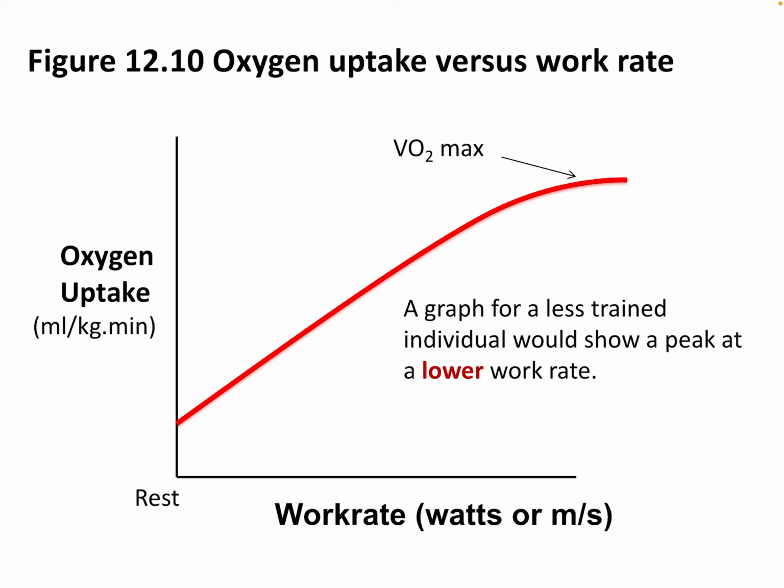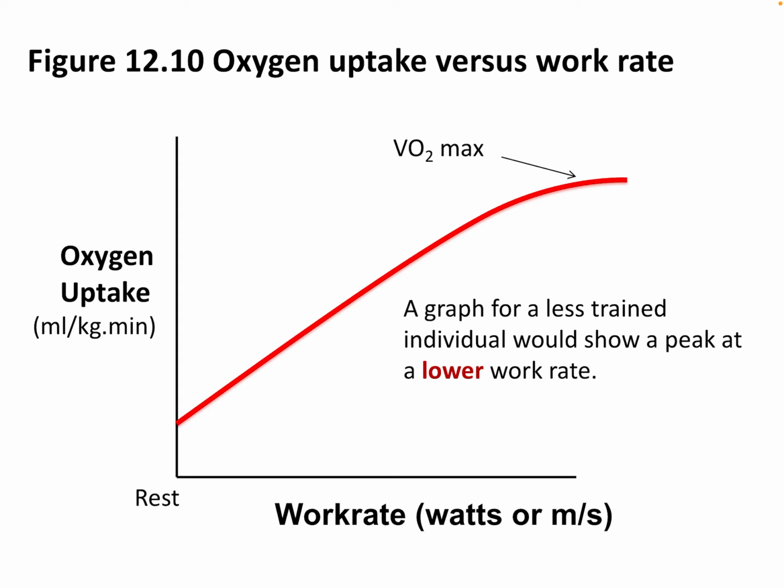During the work period, we're going to measure both the inspired and expired gas and analyze that. And so figure 12.10 shows a graph of VO2 versus work rate. We can see the red line, and it increases exponentially until a maximum is reached, and that's the VO2 max.